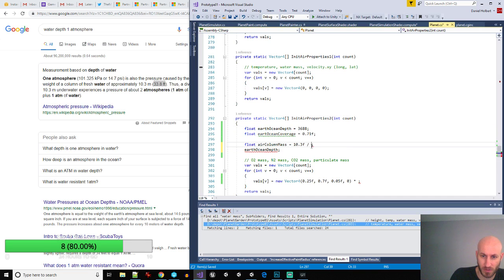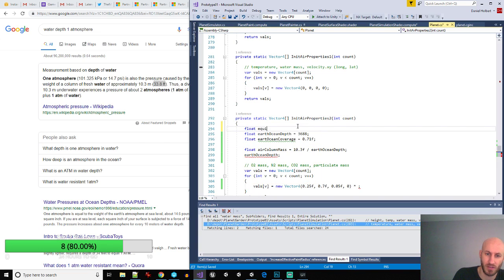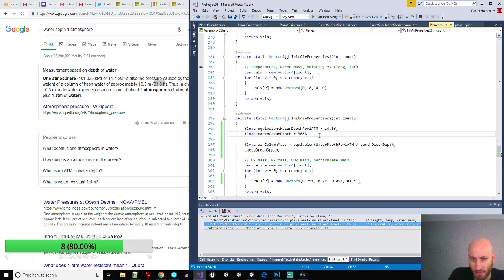Divided by Earth. Equivalent water depth for 1 ATM equals 10.3. So that's how much air there is per column. And is that all there really is to it? I guess I don't really need Earth's ocean coverage, do I? Theoretically, I would. My Earth is 100% covered, so the ratios are a little different, but I don't need to make it exactly like theirs.